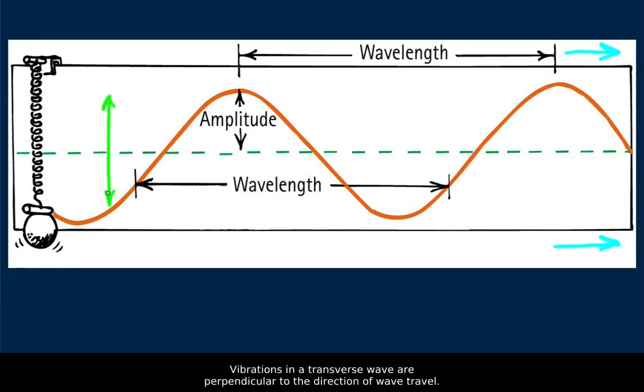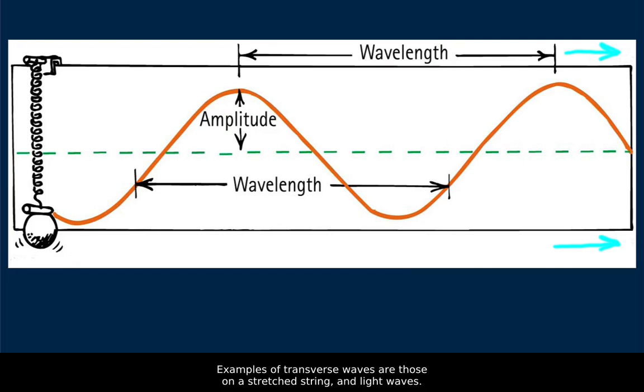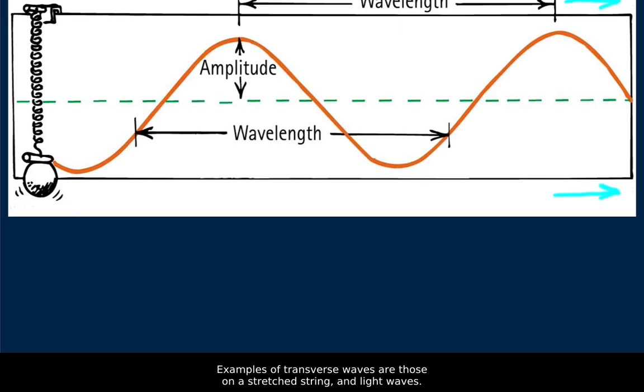Vibrations in a transverse wave are perpendicular to the direction of wave travel. The amplitude of the depicted transverse wave is indicated, and the wavelength as well. Examples of transverse waves are those on a stretched string and light waves.